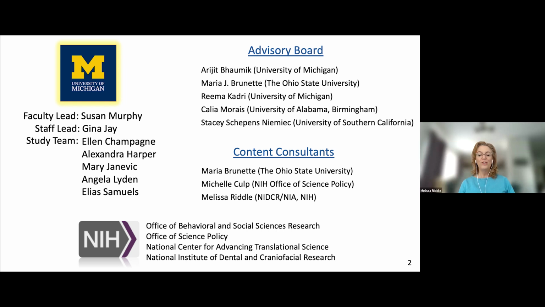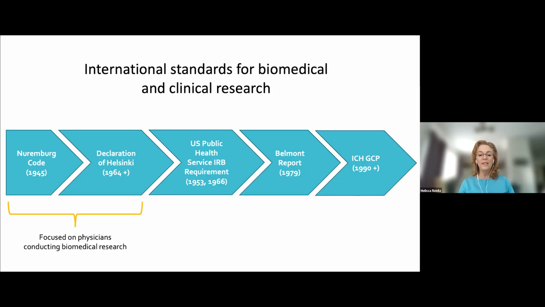So now let's talk about GCP. What is it? Well, GCP is the latest in a series of international standards for biomedical and clinical research. And this timeline shows some key milestones in the development of ethical and quality standards. Most timelines start with the post-World War II Nuremberg Code that codified 10 principles of ethical research, focusing on voluntary consent and human subjects protections.